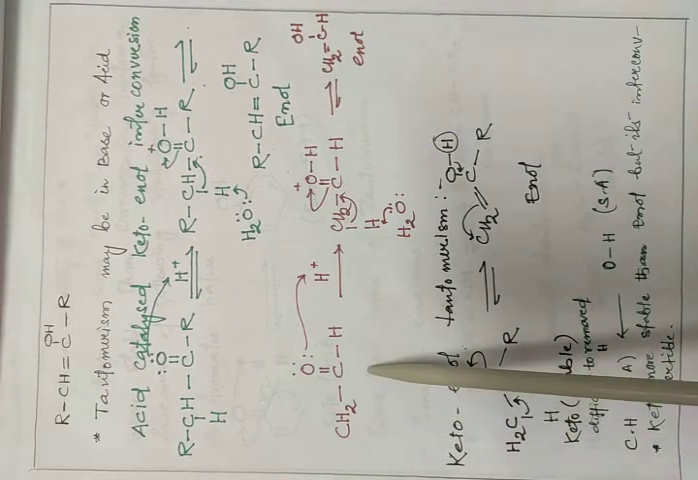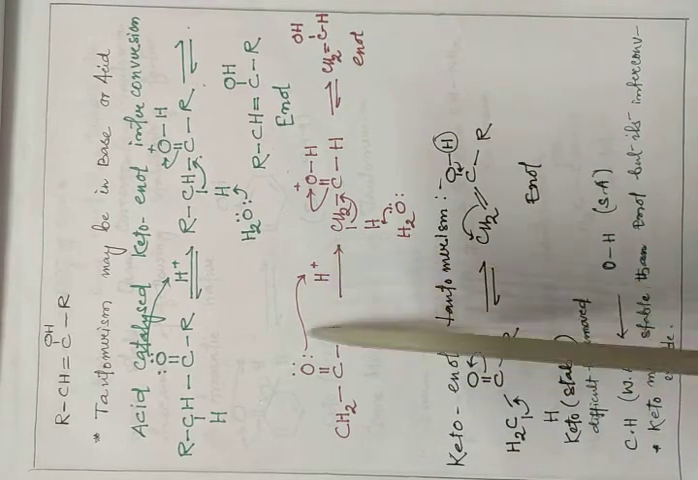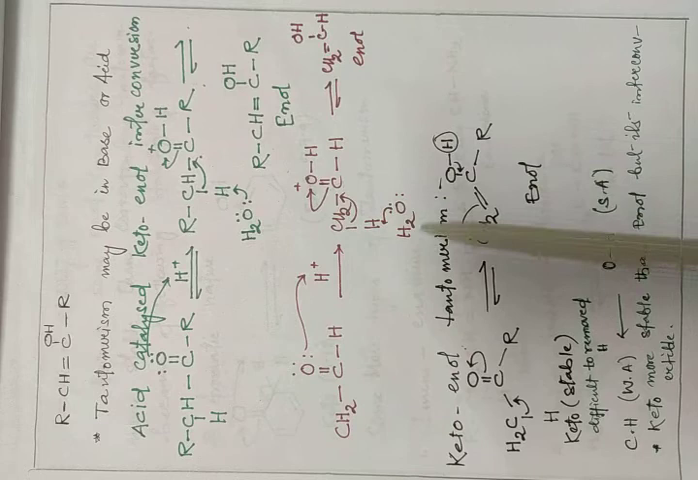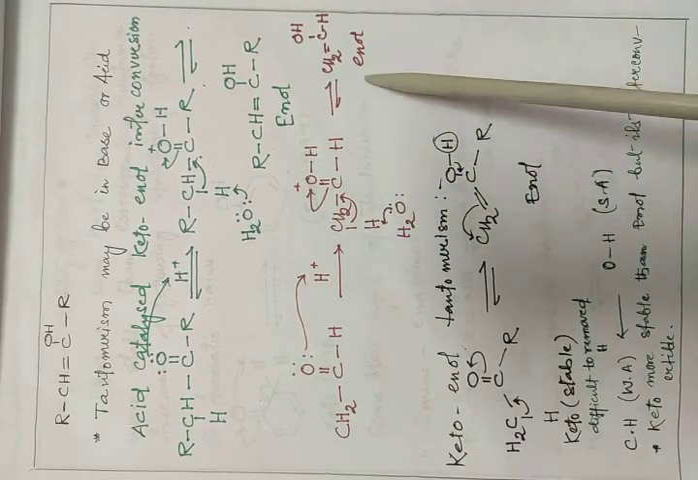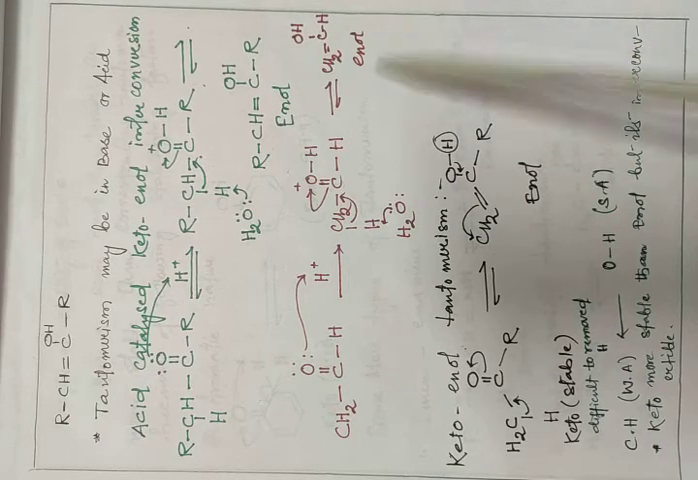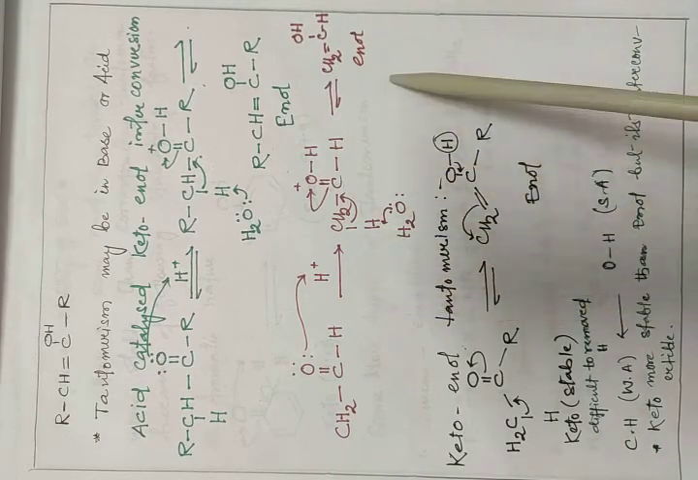So the next one is an aldehyde only. The aldehyde is also the same: it connects to this, then here, then water will come here and connect to this, then it will form as an enol. So this is the mechanism for the tautomerism.